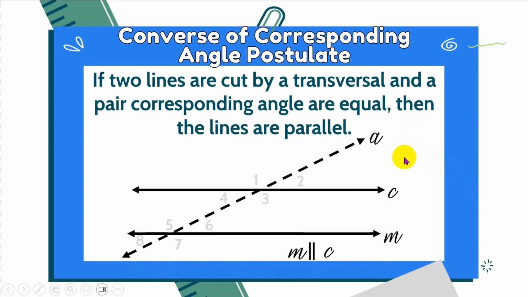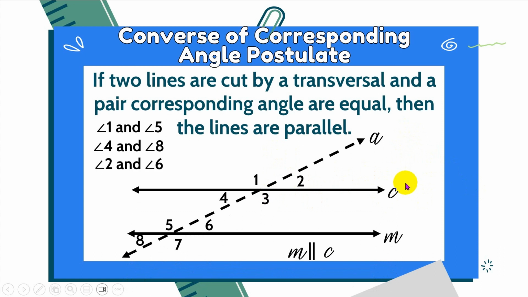So, halimbawa, sabi dito, yung angle 1 and angle 5, they are congruent. Also, angle 4 and angle 8, congruent sila. Angle 2 and angle 6, congruent din. They are corresponding angles. 3 and 7, congruent din. So, saka pa lang natin masasabi na ang line M is parallel to line C or vice versa.